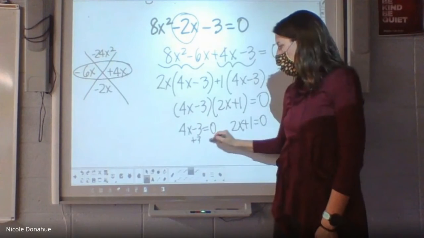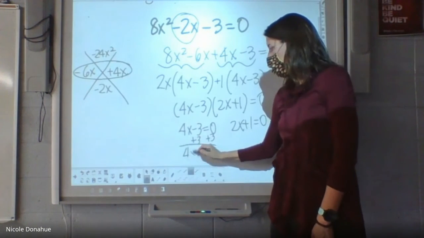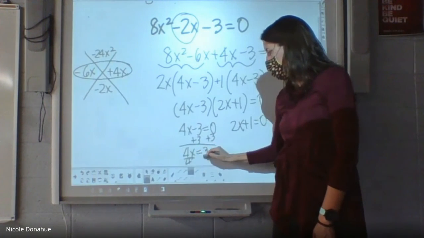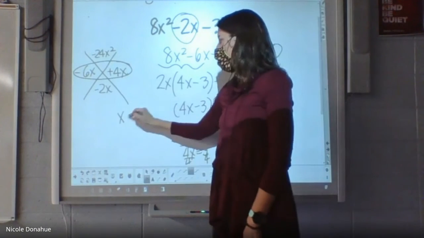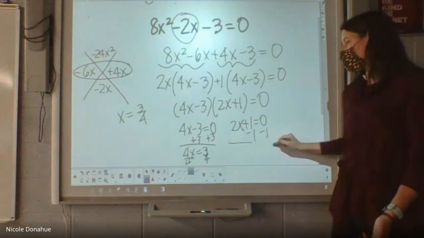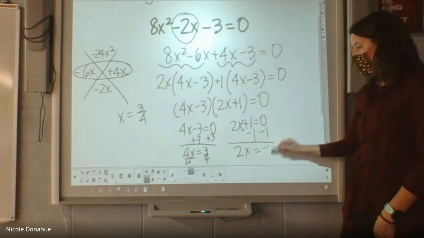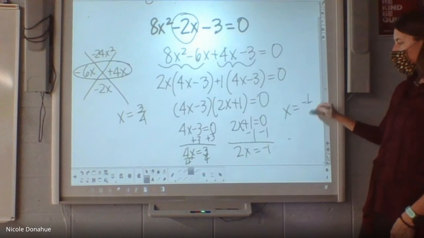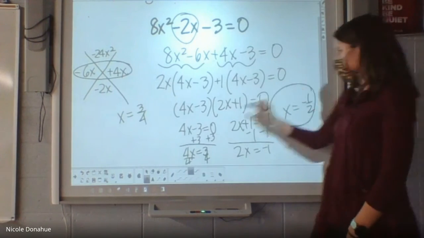So I'll move the 3 over. So x is 3/4. And then x is also, I think it was kind of a coincidence though, negative 1/2. Yeah. Sorry.